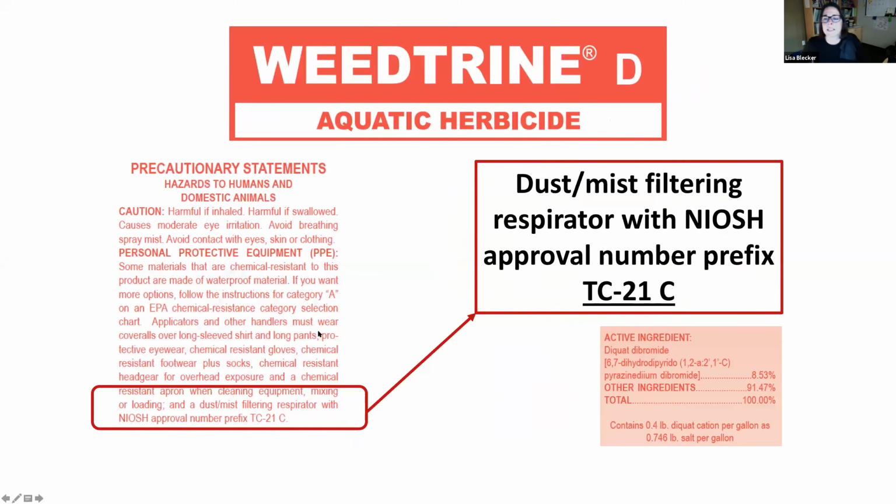Okay, so this is an aquatic herbicide. And the statement very specifically says dust mist filtering. Are you noticing a pattern here? Dust mist filtering respirator with NIOSH approval number prefix TC21C. So, sometimes the TC codes are wrong, and that's why you need to know the context clues. It's good to know what the TC codes are, but it's just a reference, okay? So you also have to take context clues.